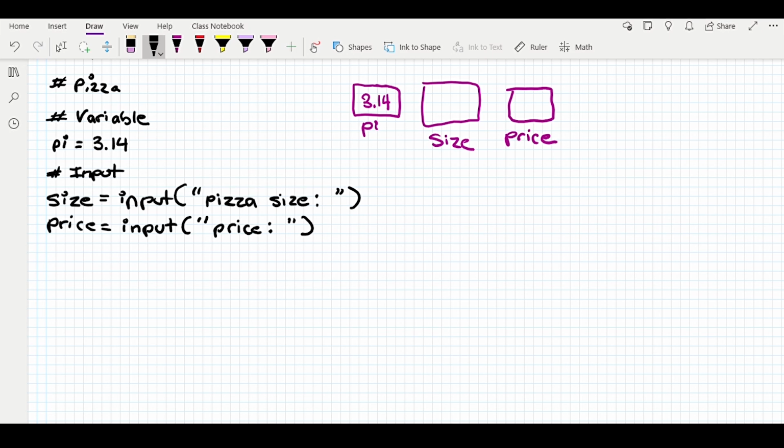So we need to do a type conversion or typecast to change the type of input from string to int for the size, because we're using whole numbers, and we want to change the input of price. We want to change that type to float so that it can be a decimal number, because that's how money works. Sometimes the pizza is $12. Sometimes the pizza is $5.99.